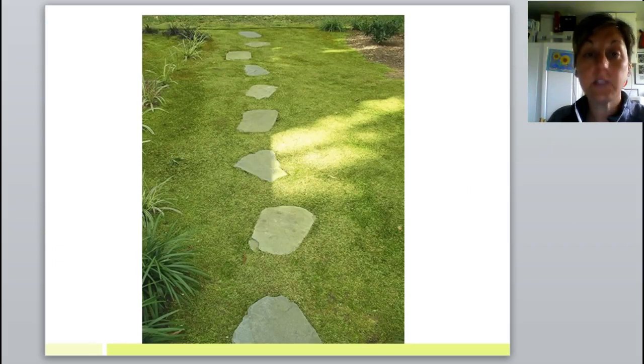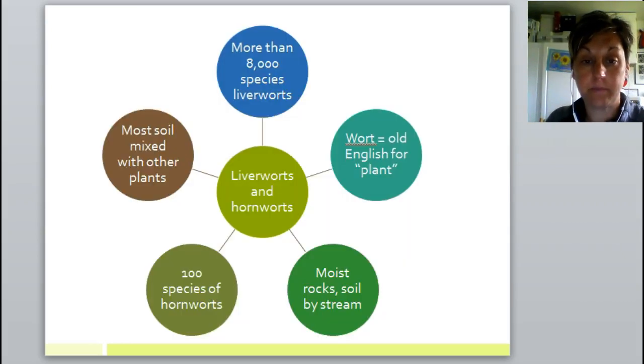Here's another example. This is a moss path. You're probably pretty familiar with moss.